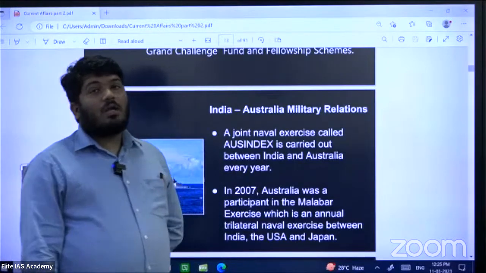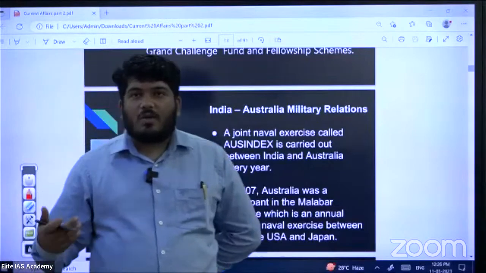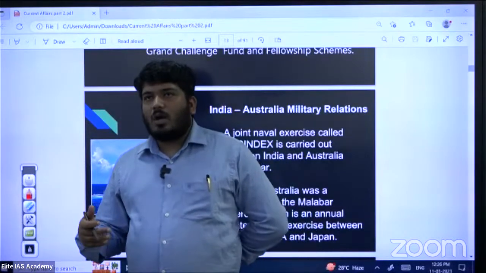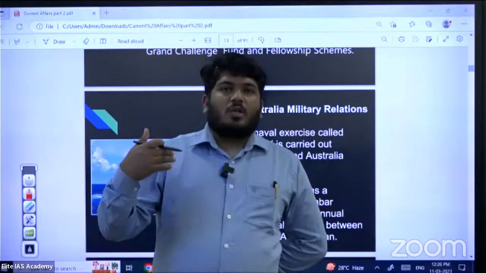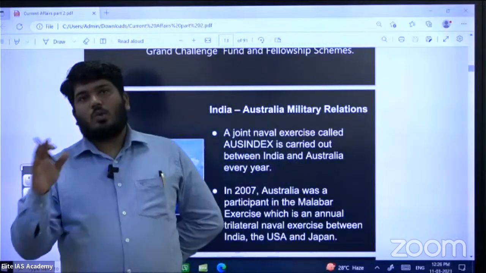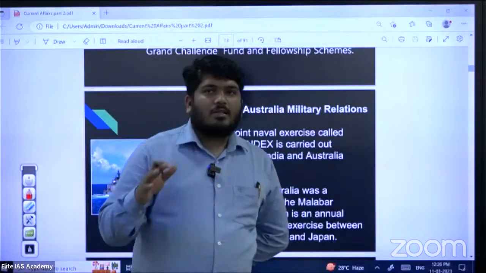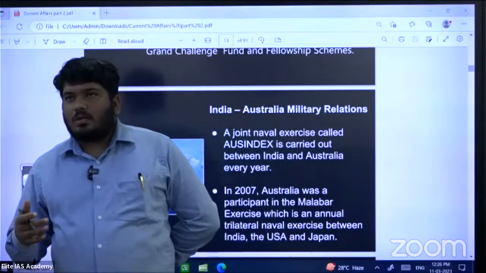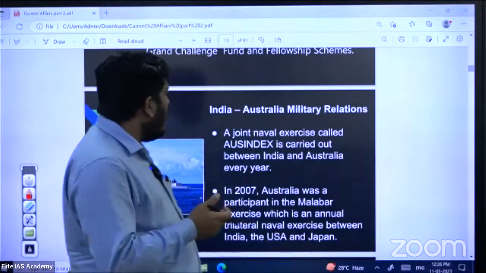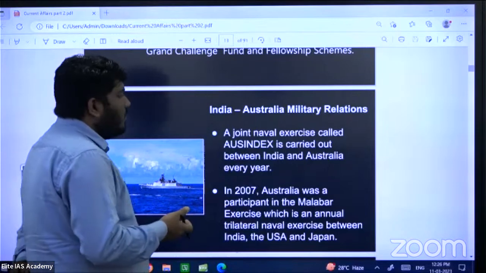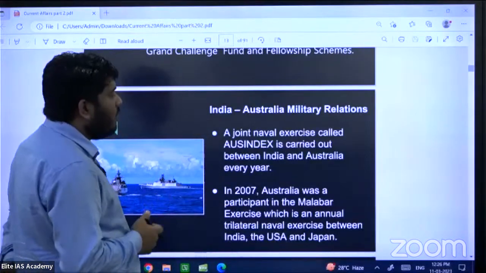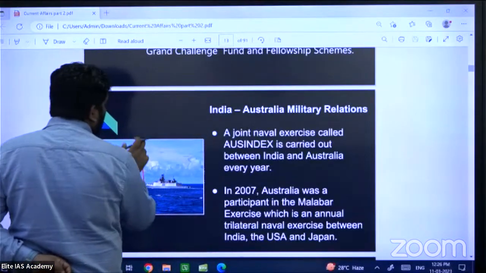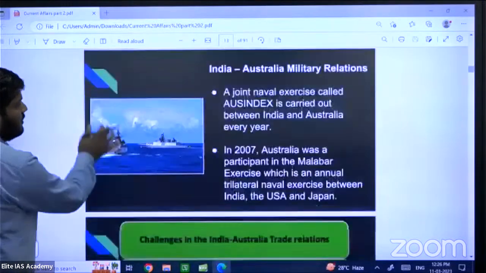In mains, they can ask how the Quad is beneficial for India, because in UPSC you mainly have to read from the perspective of India. Okay, the story is fine, all the countries came and everything. But if UPSC asks how it is beneficial for India, you have to show all this: how the military tie is improving, how trade is improving, how economic facilities between India and Australia are improving. So that has been covered in this complete slide.